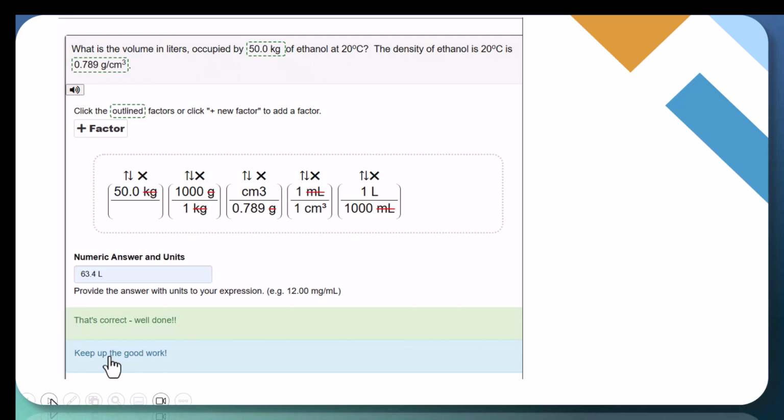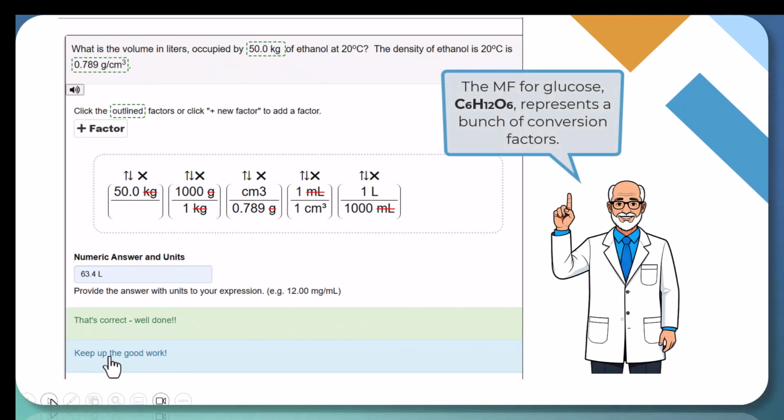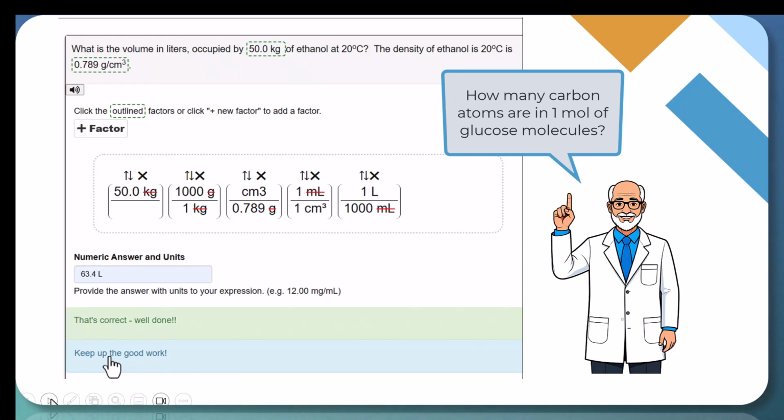And then, of course, thinking about things that are unique to chemistry, the mole bridge, thinking about a molecular formula representing a whole bunch of conversion factors. Formula for glucose, C6H12O6. And of course, those subscripts represent the number of atoms that are in one molecule of glucose. But those are conversion factors, and that can be built into this kind of problem. You know, how many carbon atoms are in 1 mole of glucose? And I think it really makes it apparent to students how to do this kind of conversion. And you can write these all yourself.